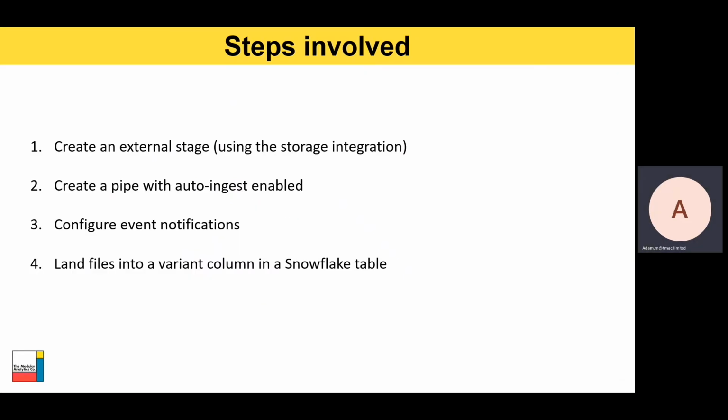Okay, so before we get into the demo, there are 4 key steps involved. The first one is we're going to create an external stage, which uses the storage integration object to connect securely to our AWS environment. Next, we create a SnowPipe with auto ingest enabled. That creates a SQS queue in the background on Amazon, which collects the events from S3, which is step number 3. And in step number 4, we're going to land some JSON files into S3. They're going to get picked up by the SQS queue and moved into a variant column within a Snowflake table.